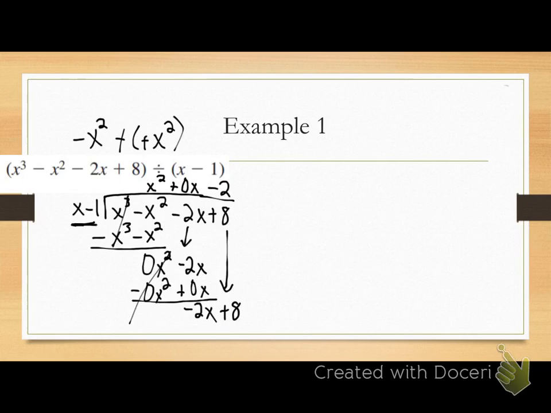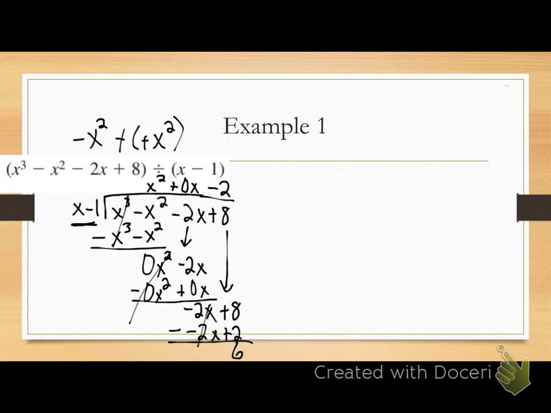So now I'm going to multiply my negative 2 through my divisor. So what's negative 2 times x? Negative 2x. Negative 2 times negative 1. Positive 2. Subtract again. I have 8 minus 2, which is 6. Negative 2x's cancel out. Do I have anything else to bring down? No. So what would my remainder be in this case?